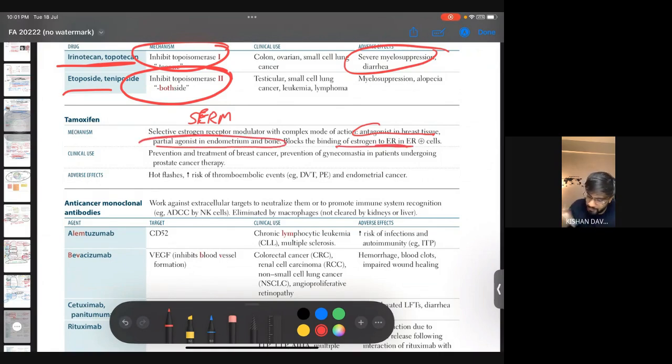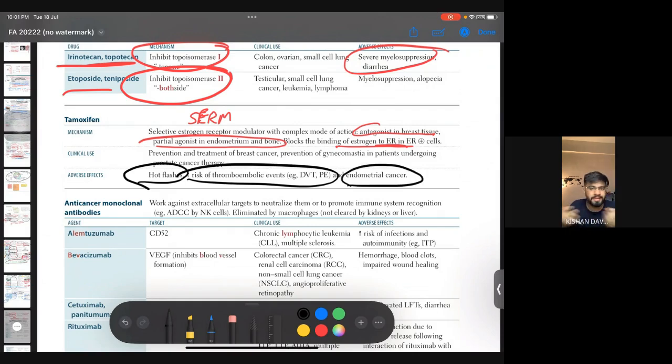Okay. One important point you need to remember here is hot flashes and increased risk of thromboembolic event and endometrial cancer because it is going to increase estrogen.